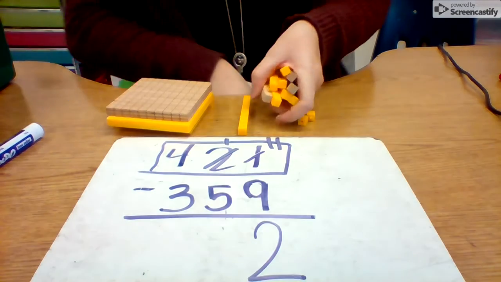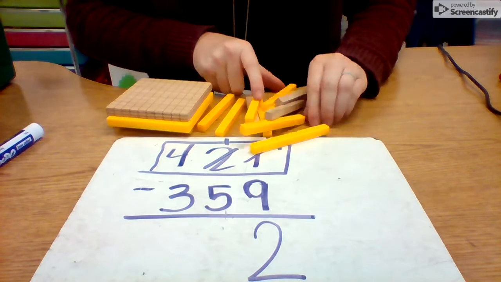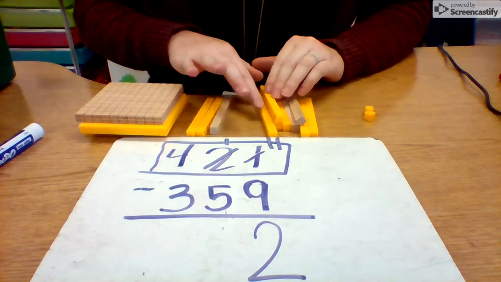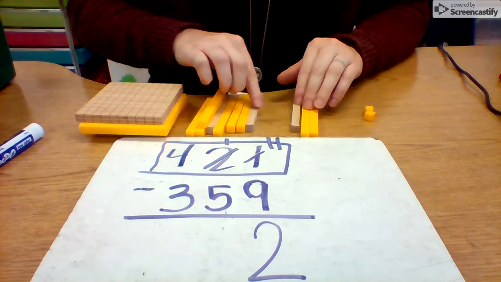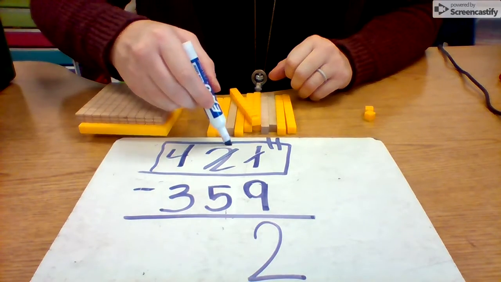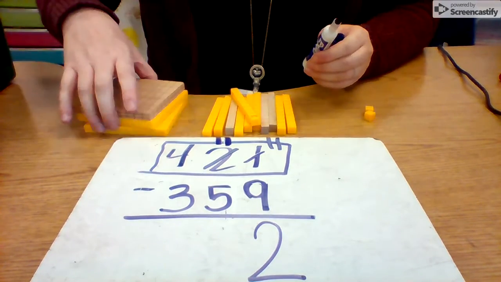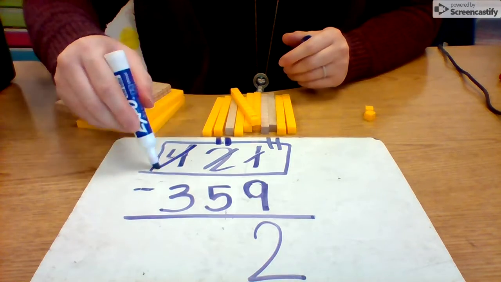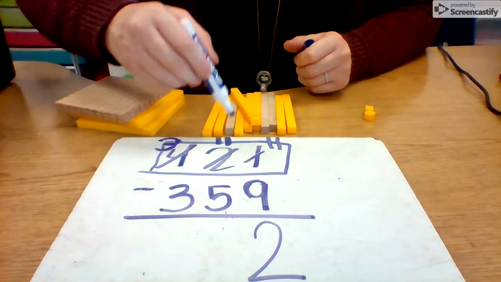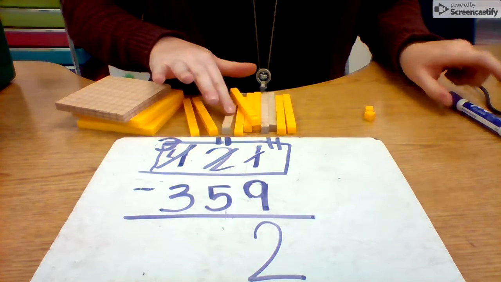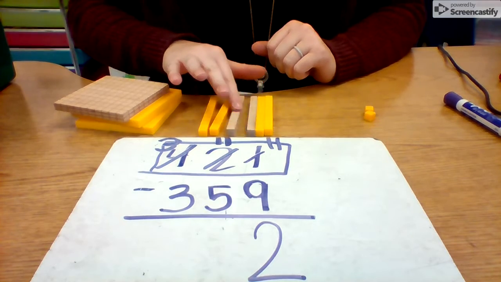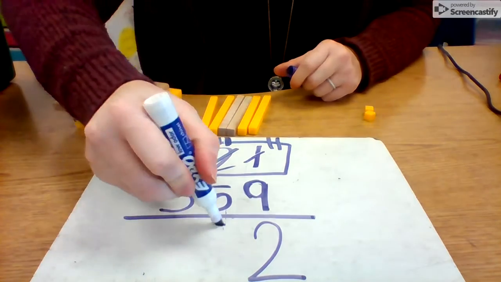Oops, it's a little messy. Let's see how many 10s I have now. 1, 2, 3, 4, 5, 6, 7, 8, 9, 10, 11. I actually have 11 tens now, so I'm going to write that I have 11 tens. And I only have 3 hundreds. But now I can take 5 tens away from the 11 that I have. 1, 2, 3, 4, 5. I'm left with 1, 2, 3, 4, 5, 6 tens.